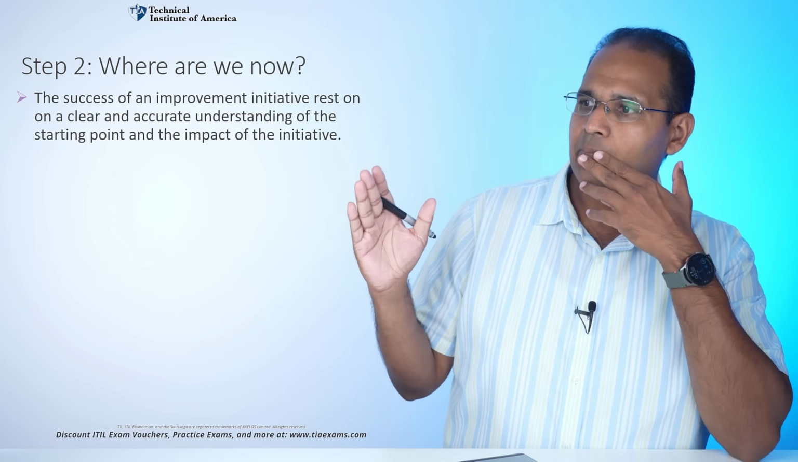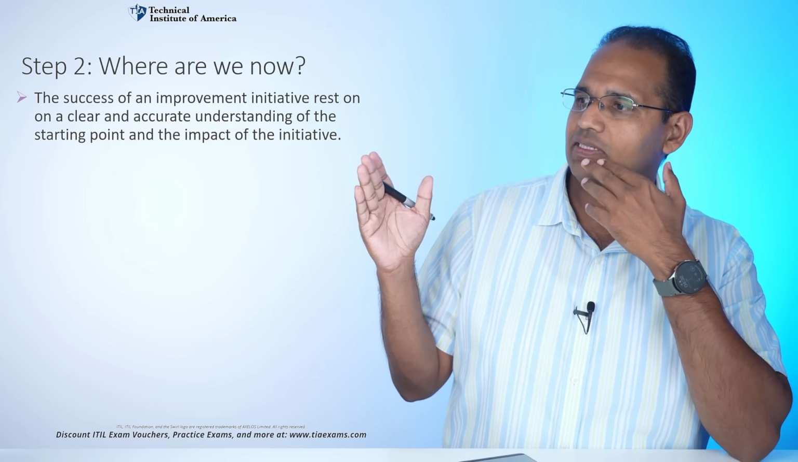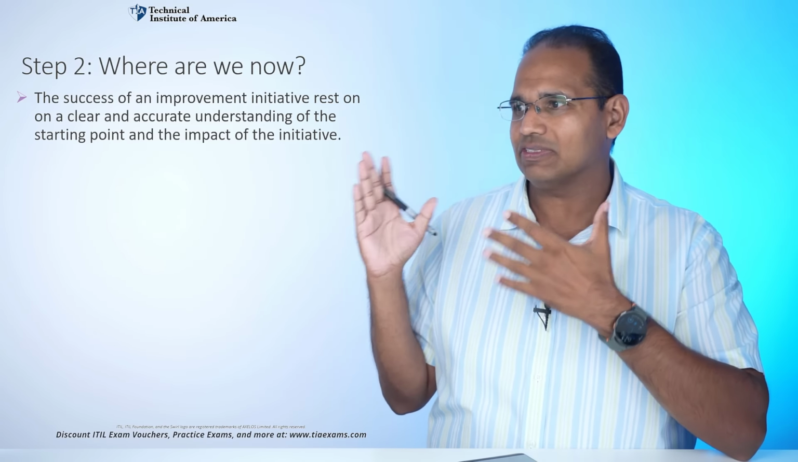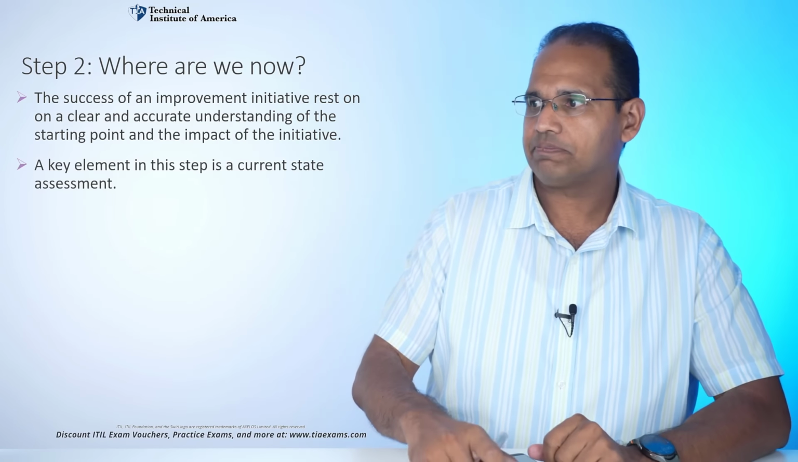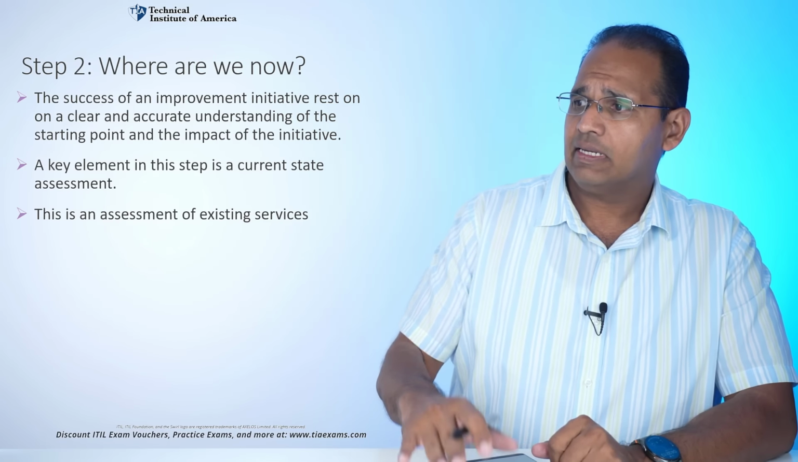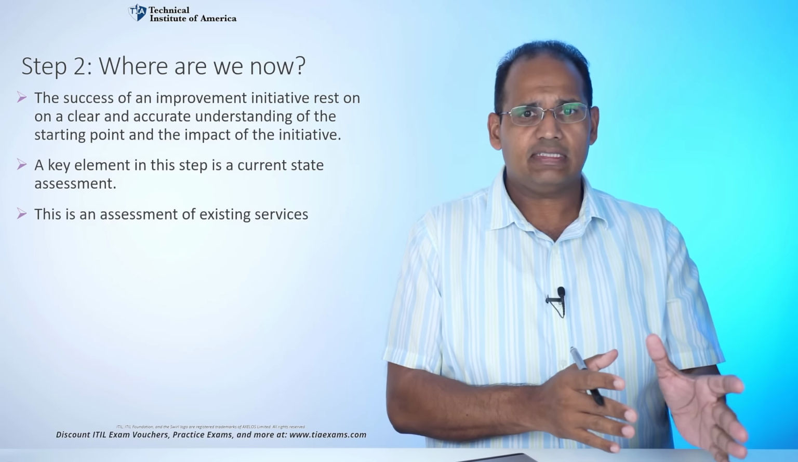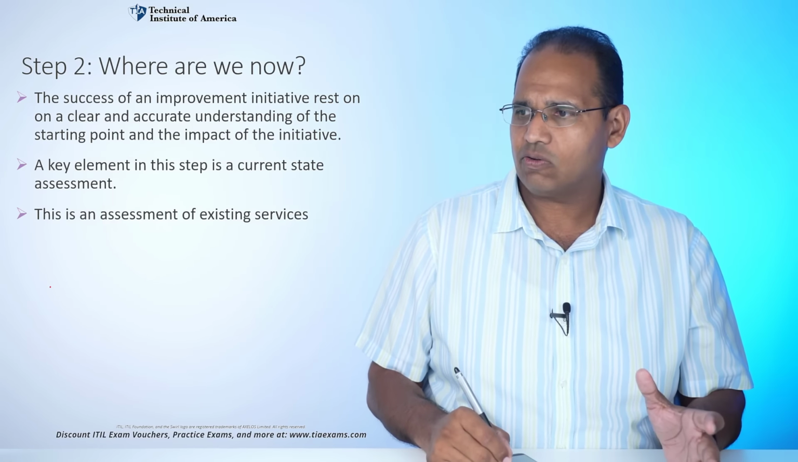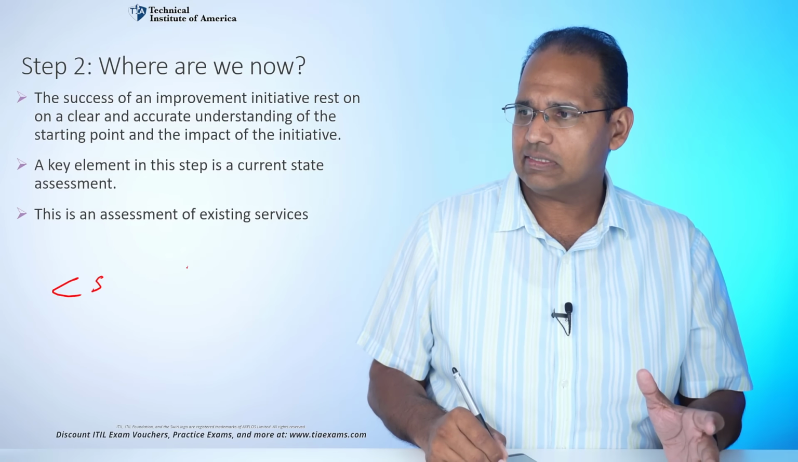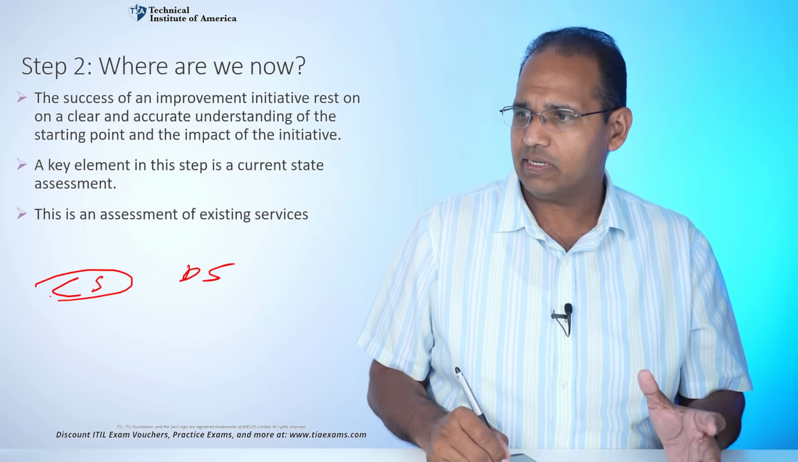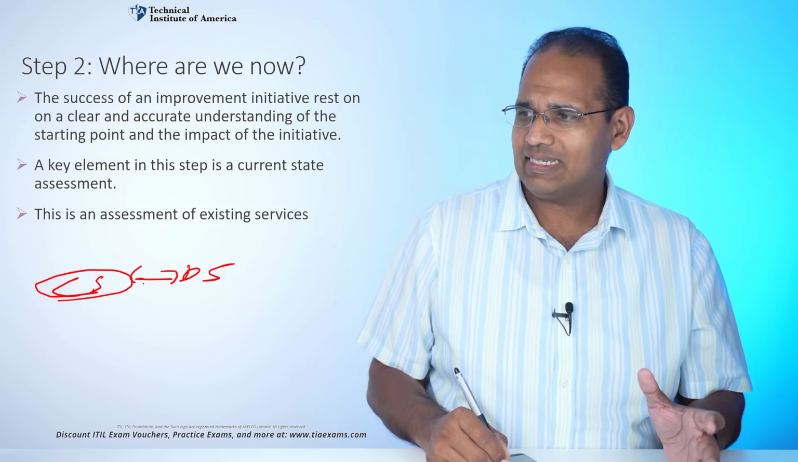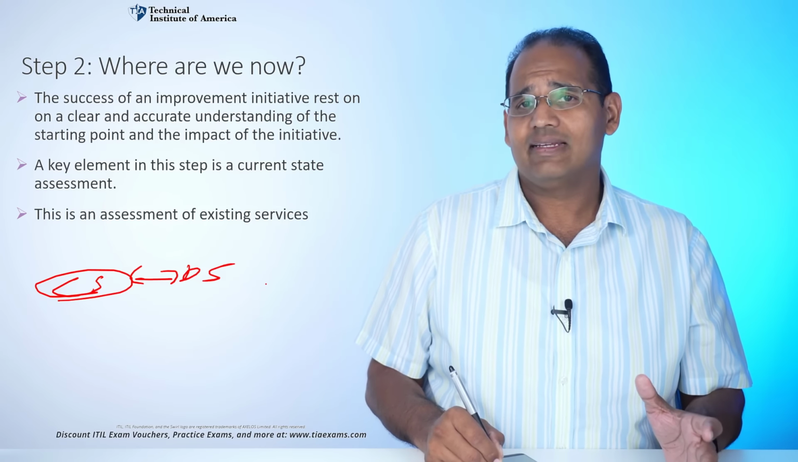Where are we right now? Right now, we are at 60% customer satisfaction. That's where we are. The success of an improvement initiative rests on a clear, accurate understanding of the starting point. This is a key element here. We want to have what's called a current state, and a desired state. So right now we are here, the current state. The question is, what is the gap between the current state and the desired state?